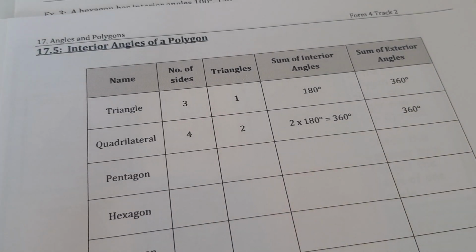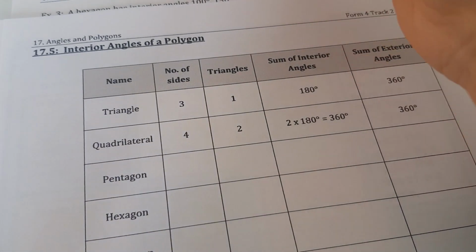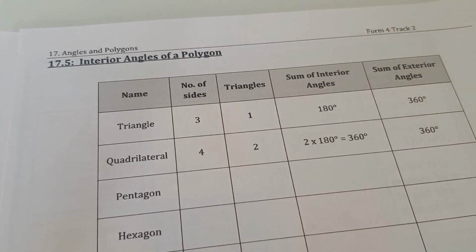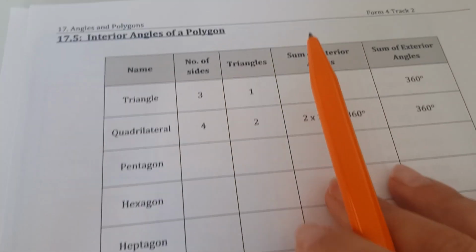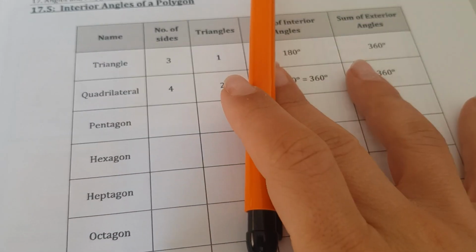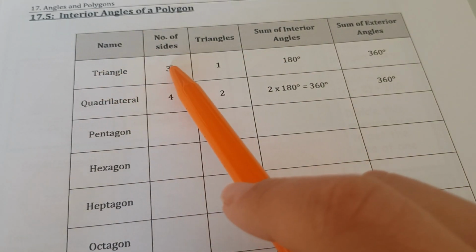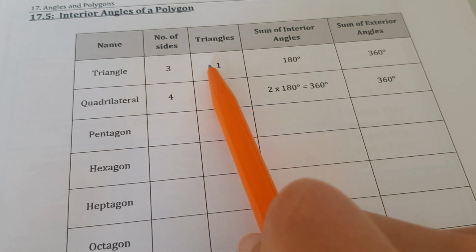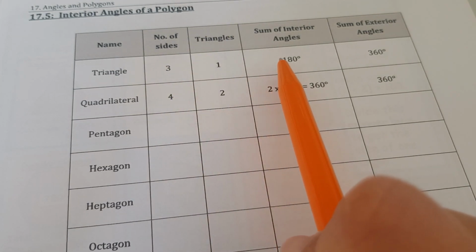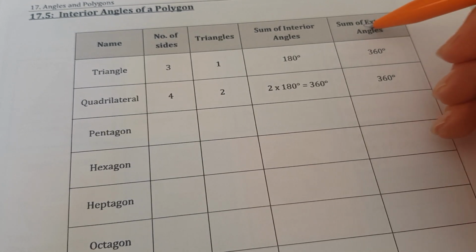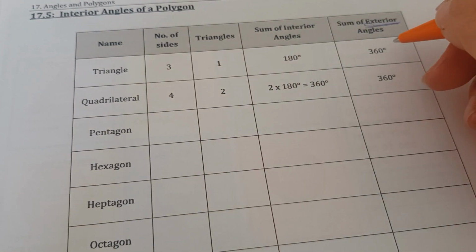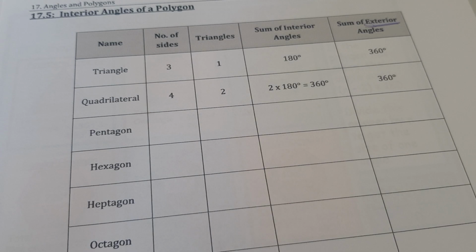Because this is now another lesson. We will be talking about interior angles of a polygon. So let's have a look at this table over here. The triangle has 3 sides, so that's one triangle, and the sum of interior angles is 180. But the sum of exterior angles for each polygon, for each shape, is 360 degrees.